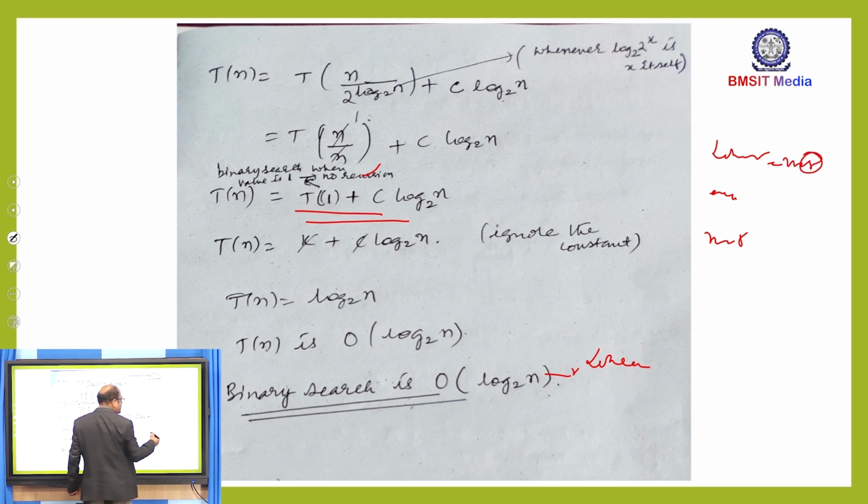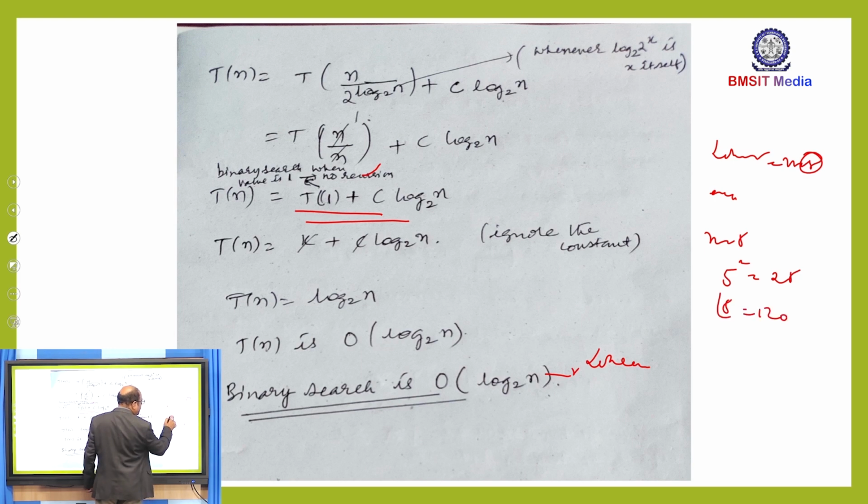Suppose you take exponential or factorial. If n is 5, 5 squared is 25, while 5 factorial is 120. So the exponential or factorial value will always be greater than the linear value.